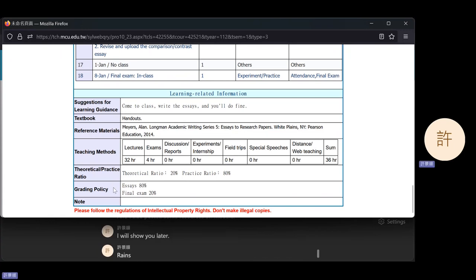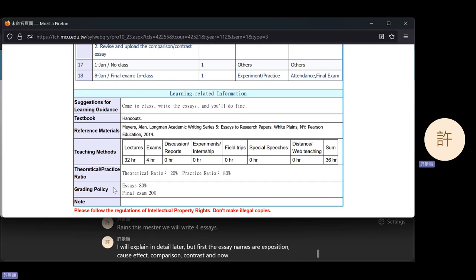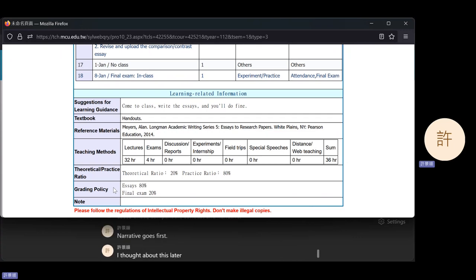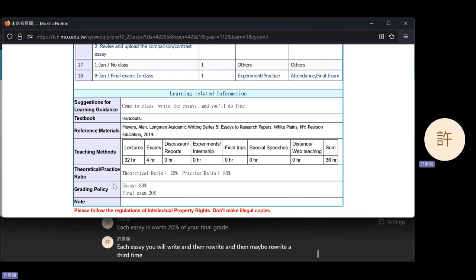Grades. This semester, we will write 4 essays. I will explain in detail later, but first, the essay names are exposition, cause-effect, comparison-contrast, and narrative. Narrative goes first. I'll talk about this later. Each essay is worth 20% of your final grade. Each essay you will write and then rewrite, and then maybe rewrite a third time. I will only grade your final draft.